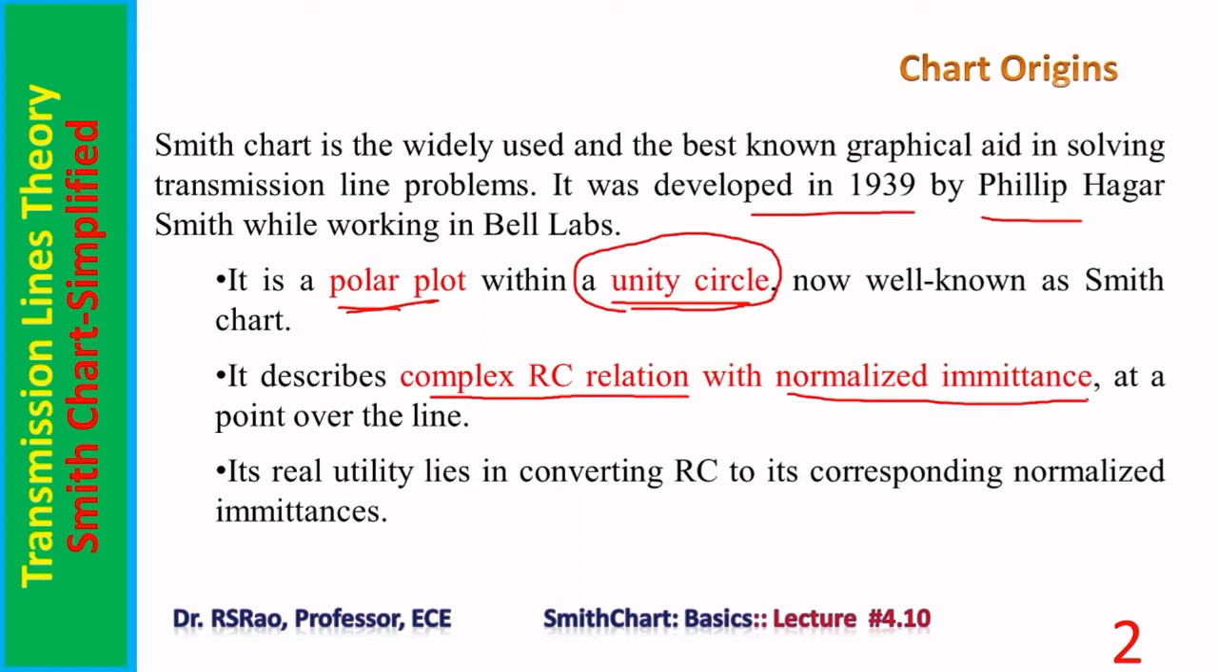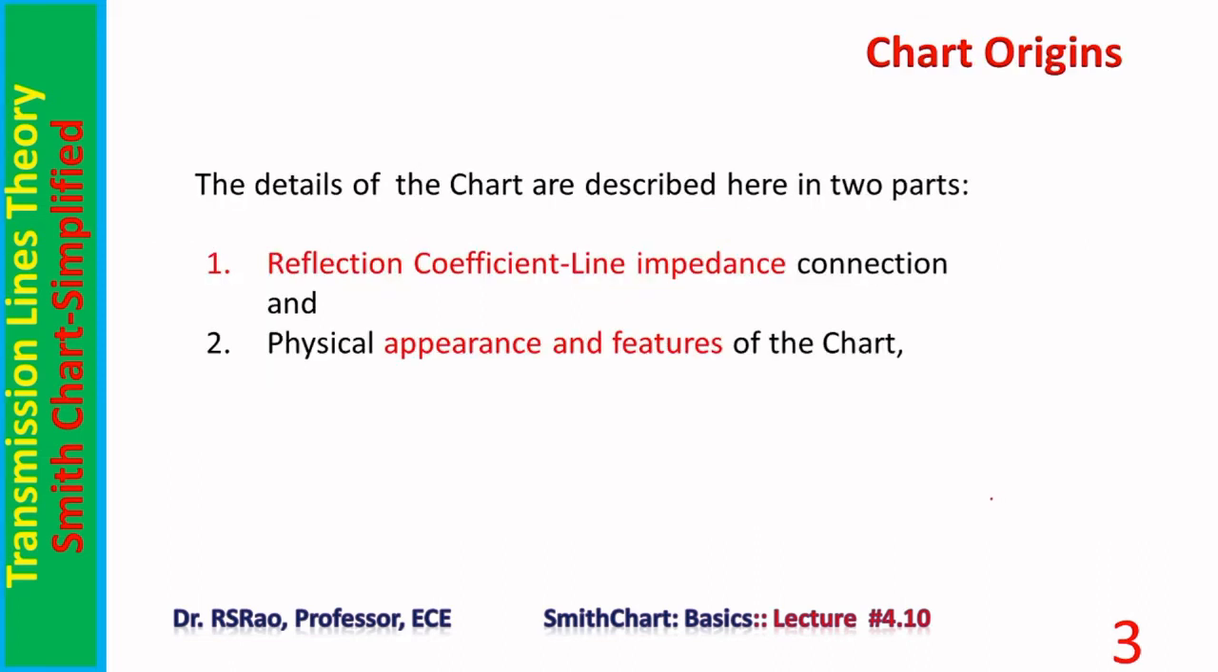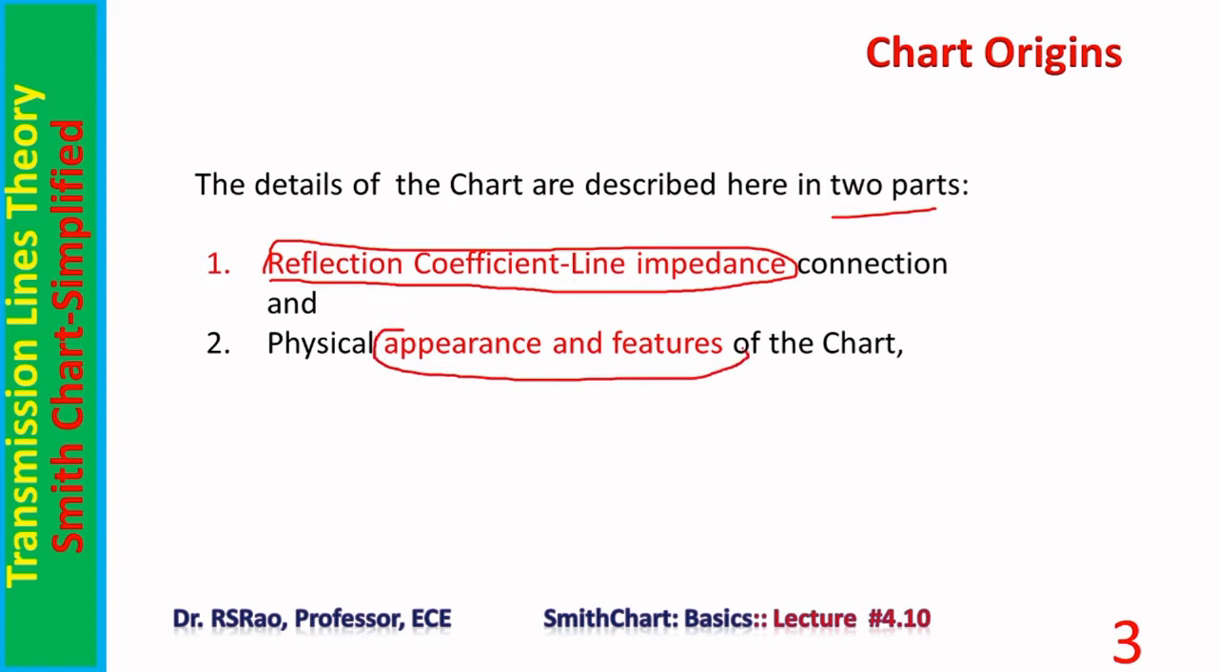Impedance or admittance, they are complex quantities. The relation between RC and immittance is the origin of the Smith chart. Its real utility lies in converting RC to its corresponding normalized impedance. The details of the chart here are described in two parts. In the first part, the reflection coefficient and line impedance relation. The second part pertains to the appearance and features of the chart.